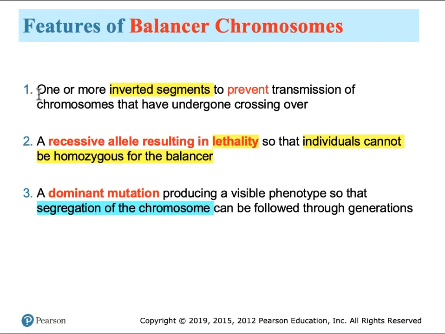Here are three important features of balancer chromosomes. They have one or more regions of inverted repeats, and that's to prevent the crossing over mechanism from forming synapses. A recessive allele resulting in lethality. So if any individual gets 2 copies of the balancer chromosome, it won't survive. And they also contain a dominant mutation producing a visible phenotype, so that segregation of these chromosomes can be seen as we follow them through different generations.